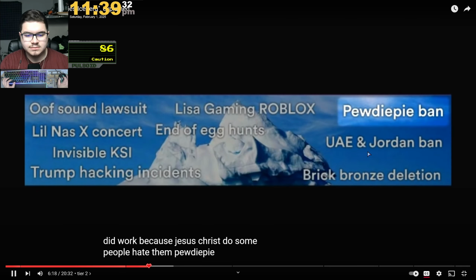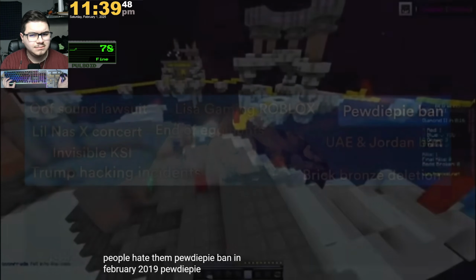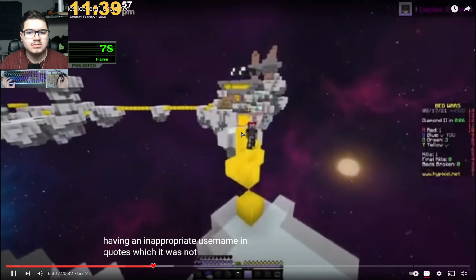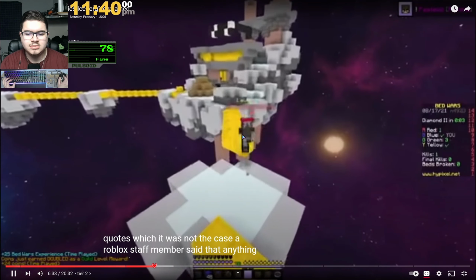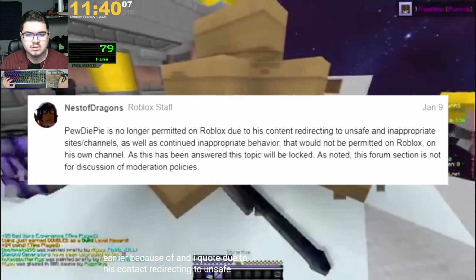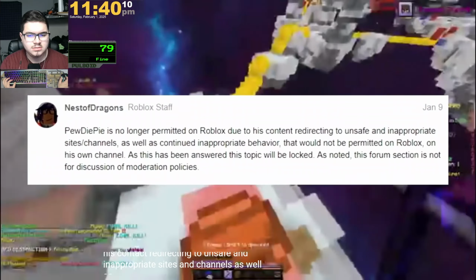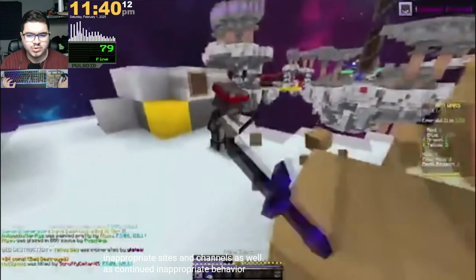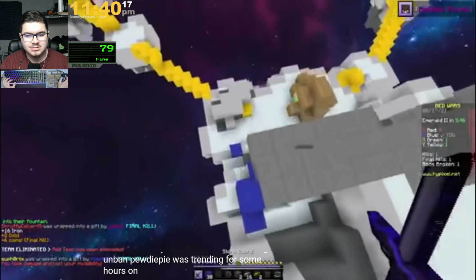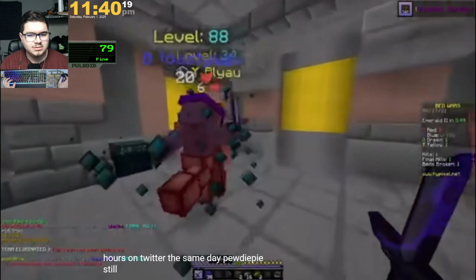So, PewDiePie ban. In February 2019, PewDiePie did a live stream on YouTube where he played Roblox games. However, near the end of the live stream, his account was banned for having an inappropriate username, in quotes, which was not the case. Roblox said that anything related to him would be banned a month earlier because of, and I quote, his content redirecting to unsafe and inappropriate sites and channels, as well as continued inappropriate behavior. The hashtag unbanned PewDiePie was trending for some hours on Twitter the same day. PewDiePie is still censored on Roblox.